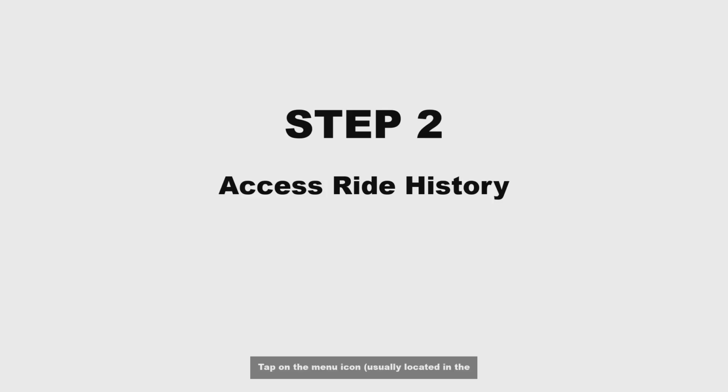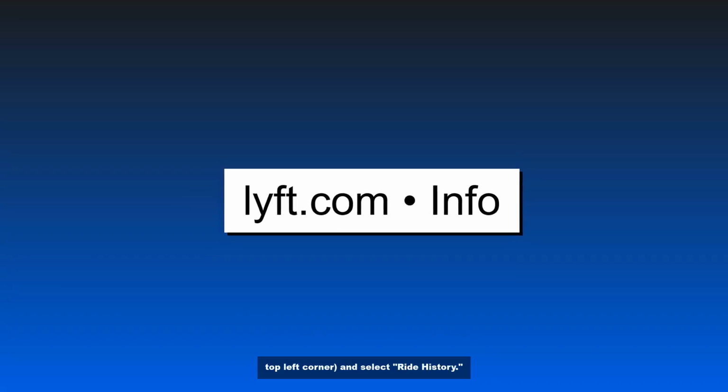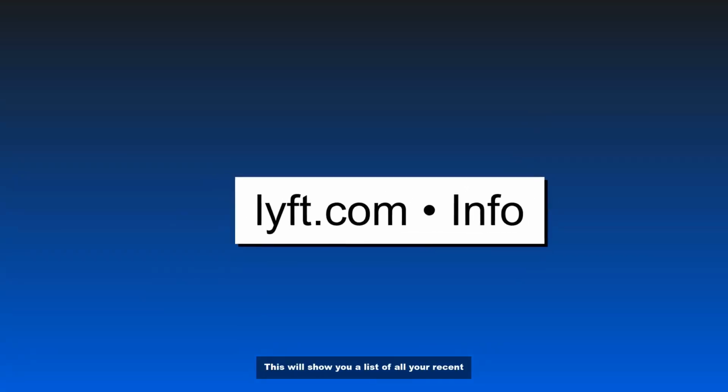Step 2. Access ride history. Tap on the menu icon usually located in the top left corner and select Ride History. This will show you a list of all your recent rides.